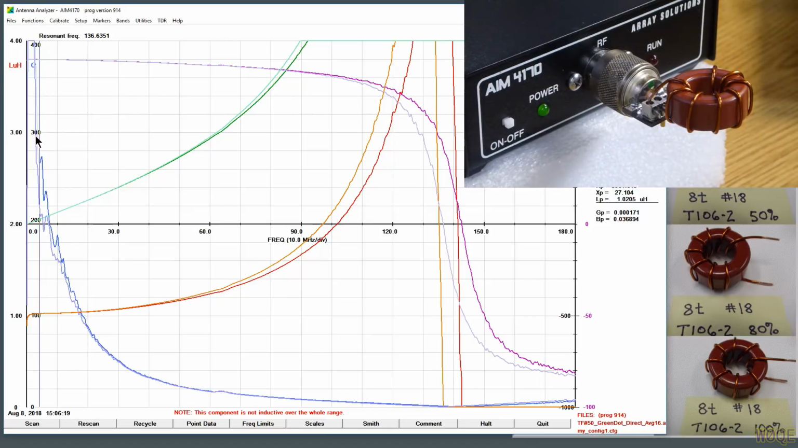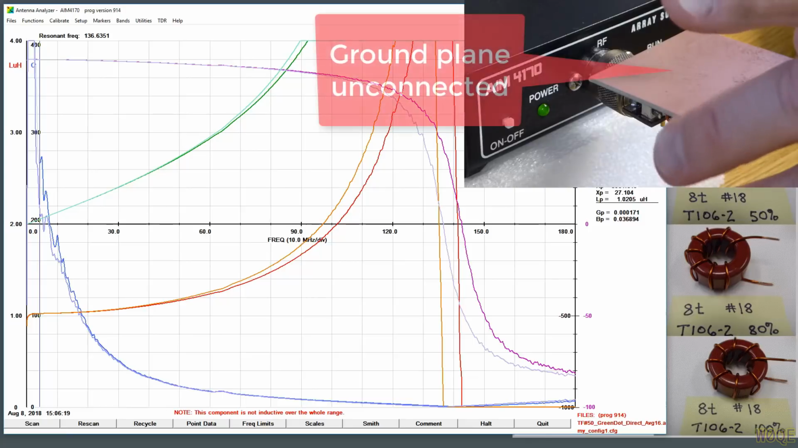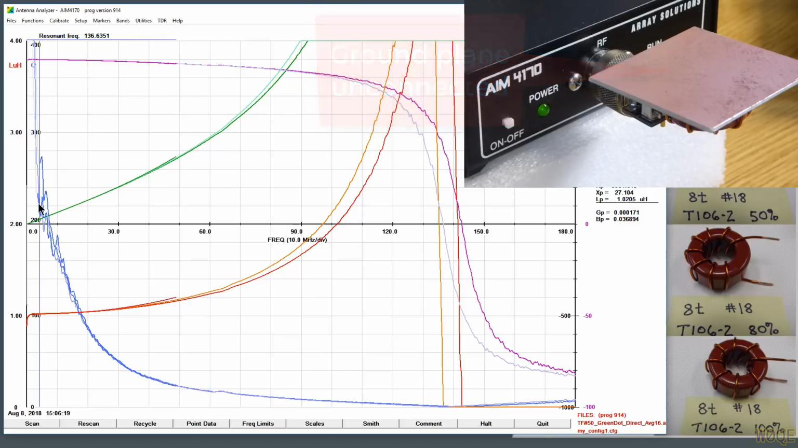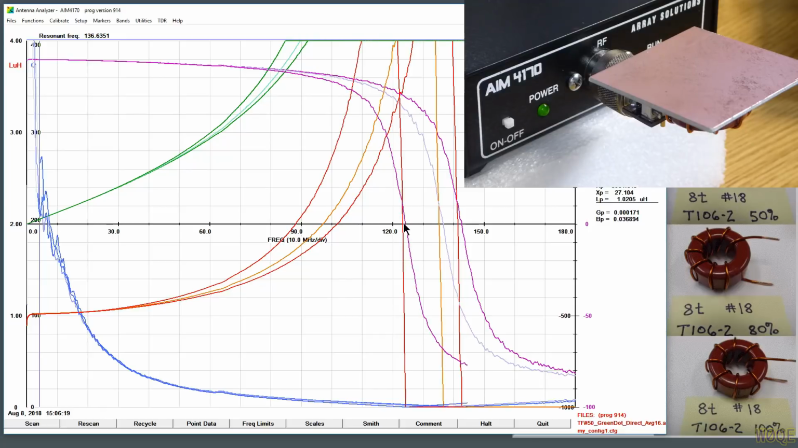Now let's mount this on a circuit board again, but this circuit board, we're going to mount it on the FR4 side, but it's got ground plane in the back. Let's see what the effect of that is. Again, the Q's been lowered. We're seeing that the inductance is rising sooner, which means the resonant frequency is going to drop. It did. The resonant frequency is down below 125 megahertz now.